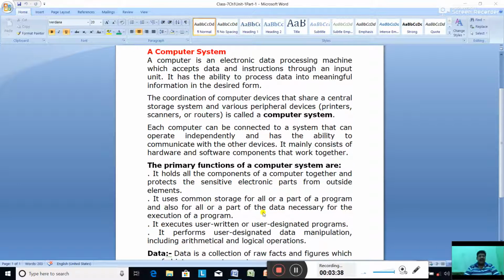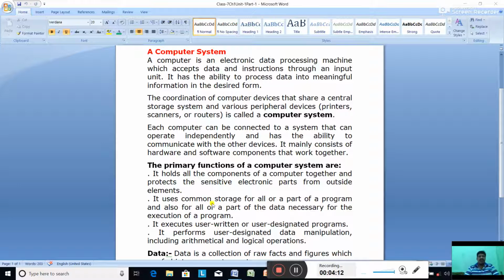Now, what are the primary functions of a computer system? First, it holds all the components of a computer together and protects the sensitive electronic parts from outside elements. So our computer is safe.